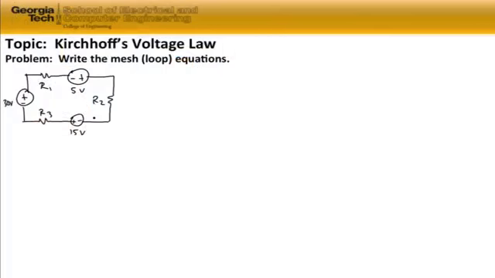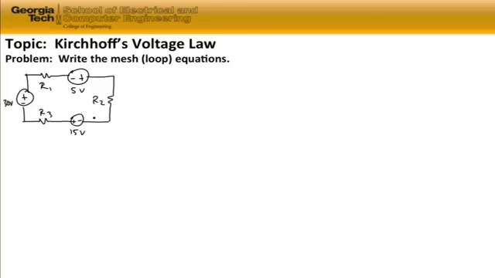The topic of this problem is Kirchhoff's voltage law. The problem is to write the mesh or loop equation associated with this single loop circuit. So in order to do that, the first thing we have to do is assign a current direction so that we can then assign polarities to the voltage drops across the resistors using the passive sign convention.